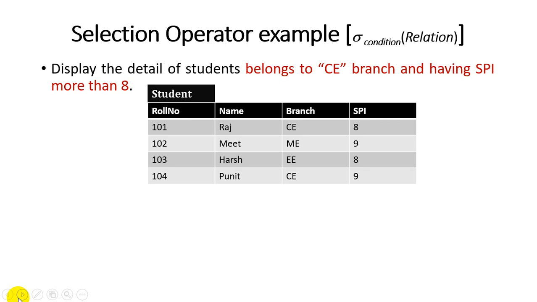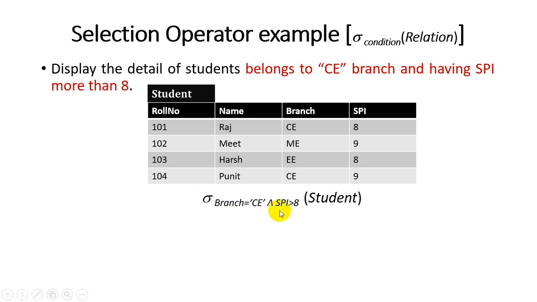So in this example, we provide 2 different conditions. The first condition is based on the CE branch, for those students who are in the CE branch. Second, we further provide a condition of SPI more than 8. In the example, we use sigma with branch equal to CE, and because we have the AND operator, AND SPI is greater than 8. It is our second condition.